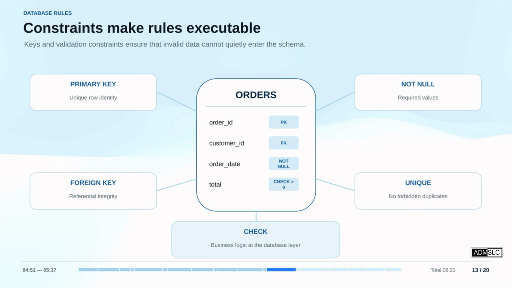You have to explicitly declare your primary keys to uniquely identify rows so no two records are identical. You need foreign keys to link your tables and enforce referential integrity, meaning you can't have an order pointing to a customer that doesn't exist. You'll use not nulls so critical data, like a login email, can't be left blank. Unique prevents duplicate values where they shouldn't exist, and check constraints let you enforce business logic right at the database layer, like a rule that says a product's price must always be greater than 0. This is exactly how you make your Assessment 1 business rules fully executable.